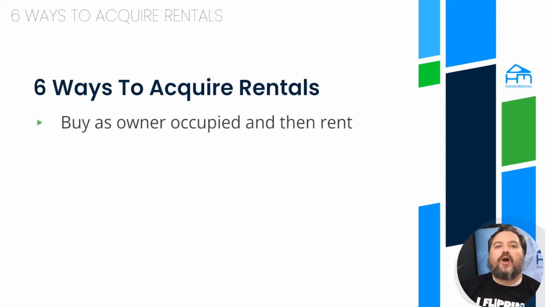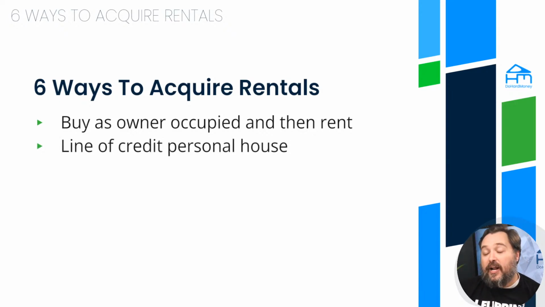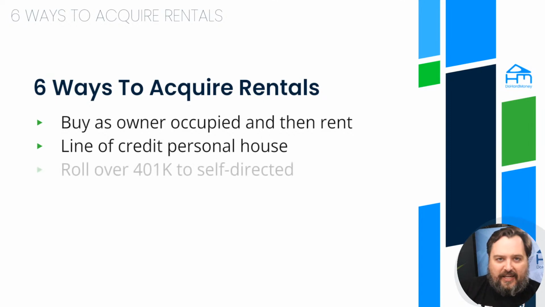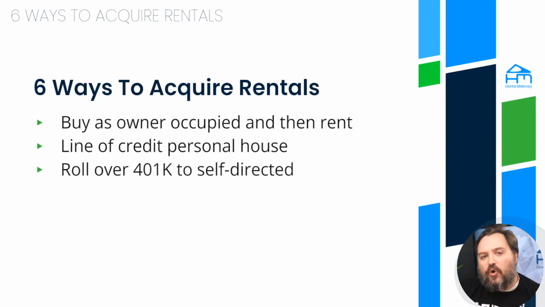6 ways to acquire rentals. Buy as an owner-occupied and then later rent the property. Get a line of credit on your personal house and use that money to help you acquire a rental property, refinance that, and pay your line of credit back. You can roll up your 401k to a self-directed and use that money in conjunction with some other money. In order to do that, there are some provisions, some things you gotta be aware of. Just make note of that.